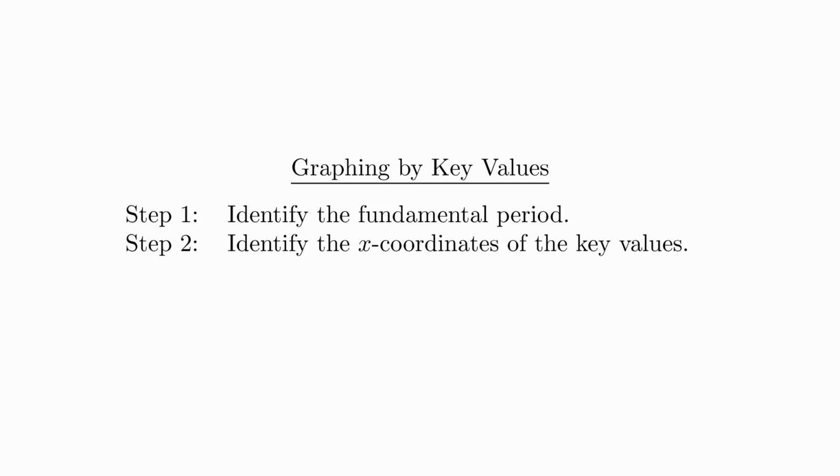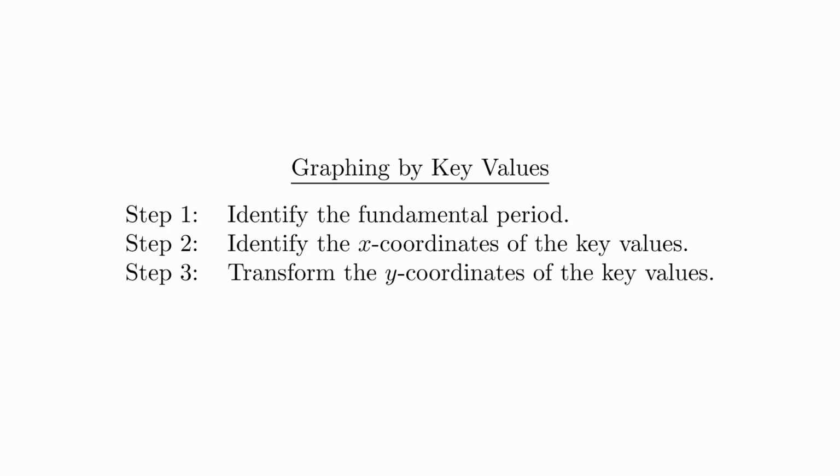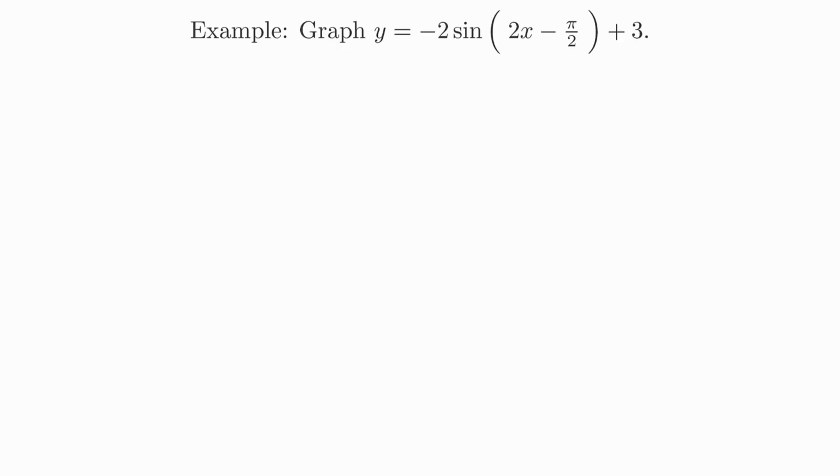Here is the process. Step 1. Identify the fundamental period. Step 2. Use the fundamental period to identify the x-coordinates of the key values. Step 3. Transform the corresponding y-coordinates. Step 4. Plot the points and sketch the graph. We will work through these steps using an example.